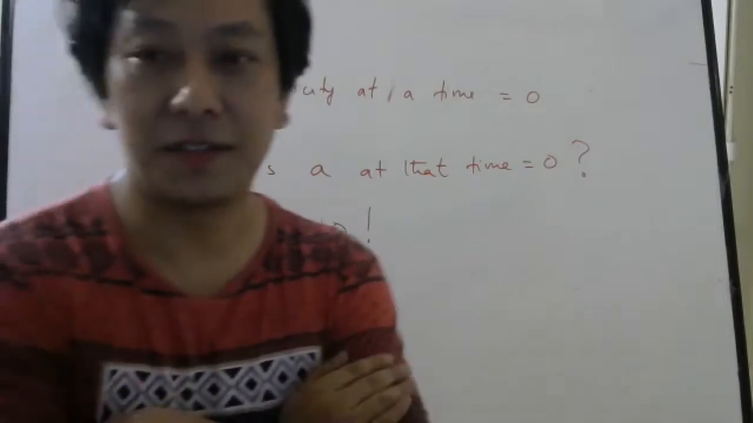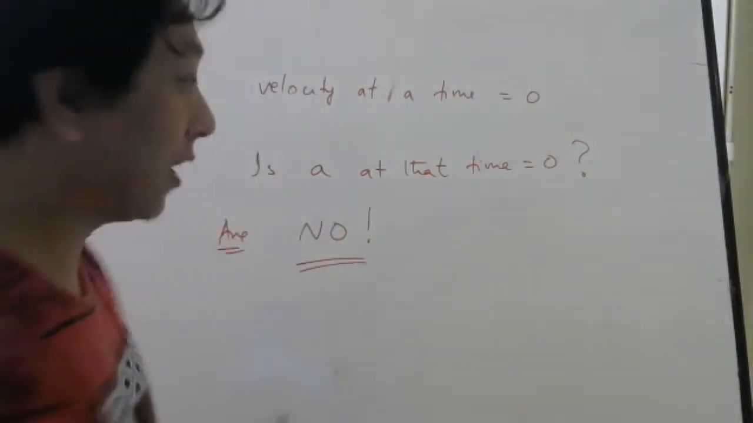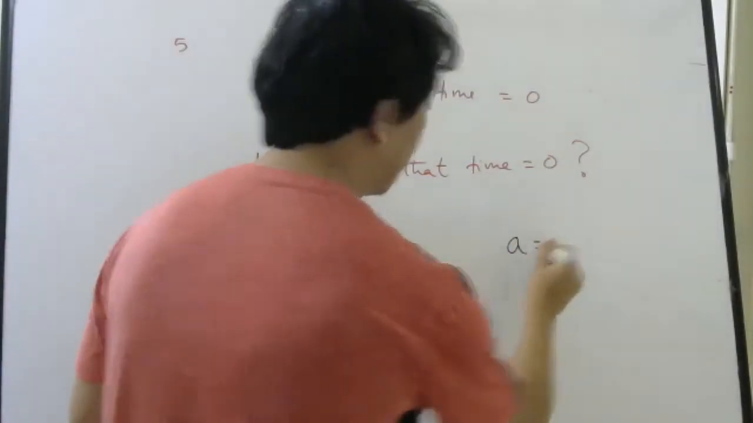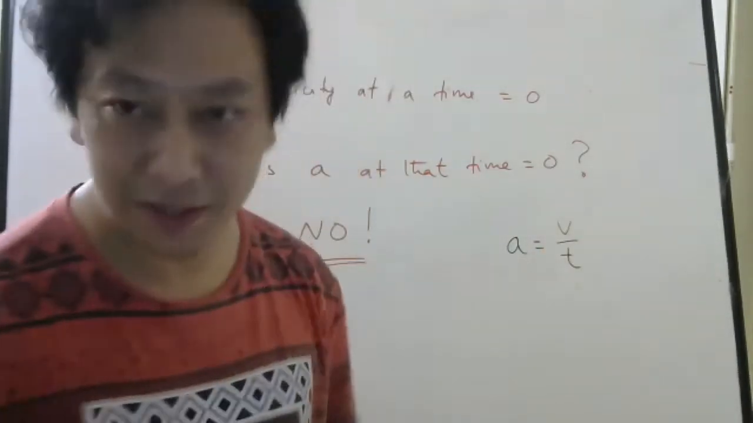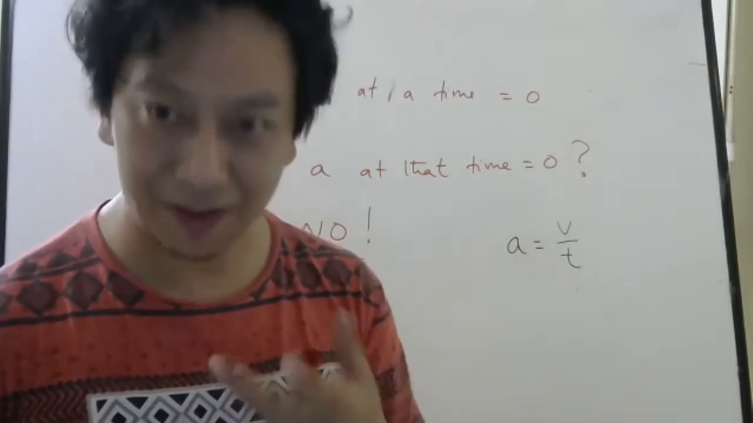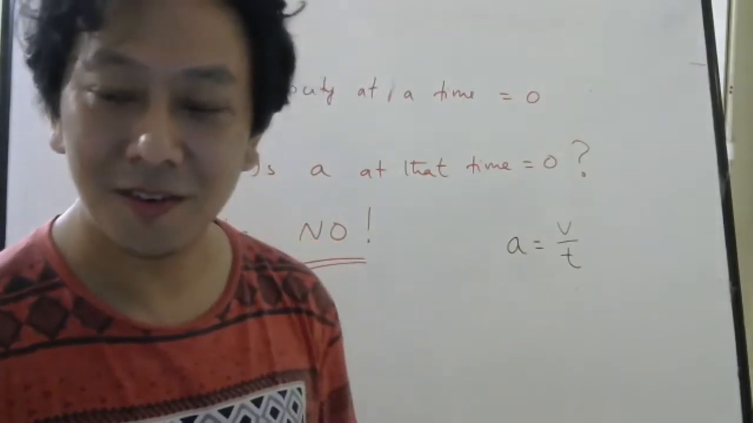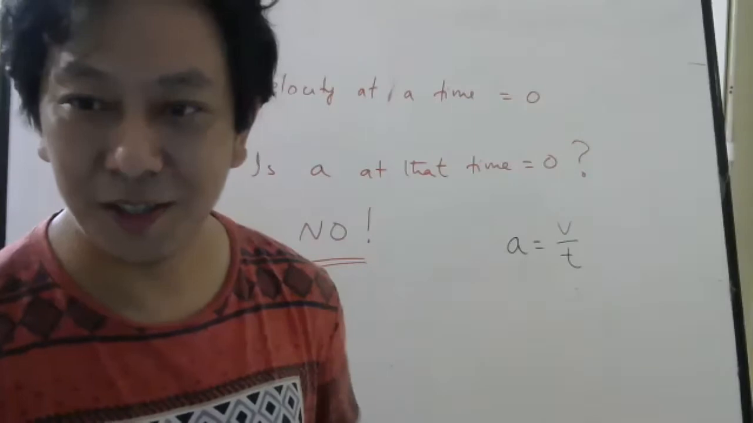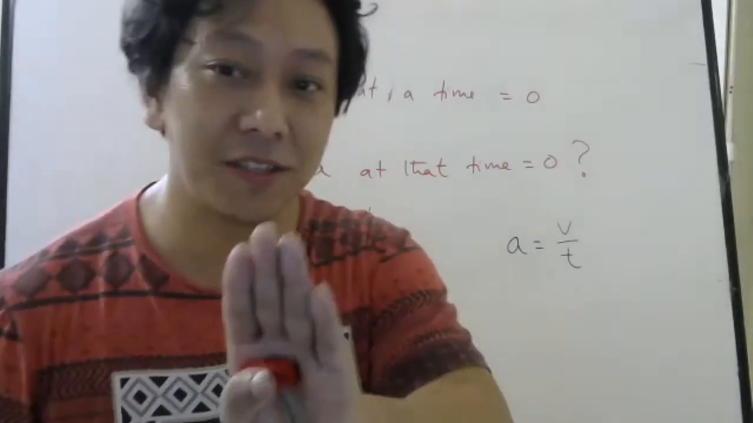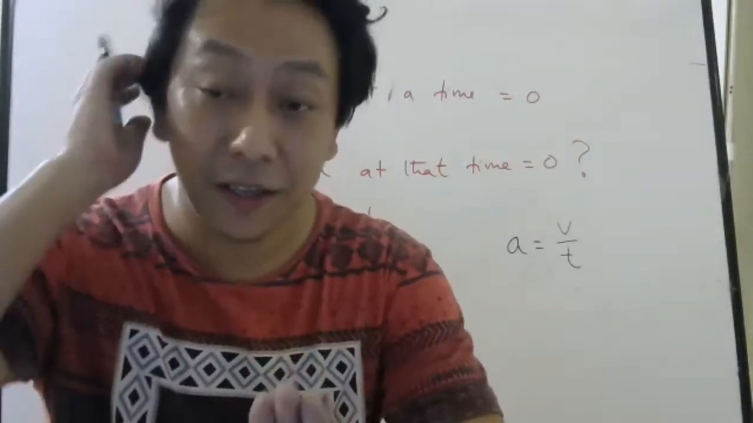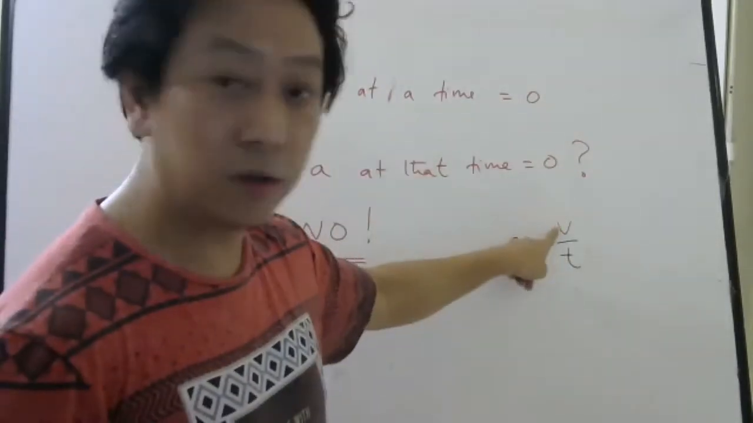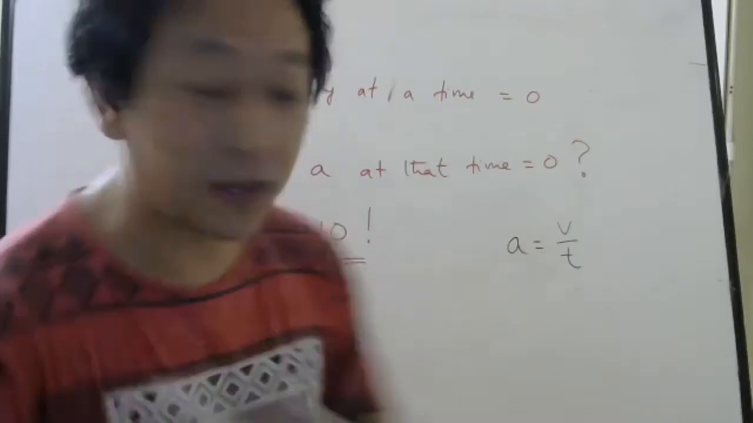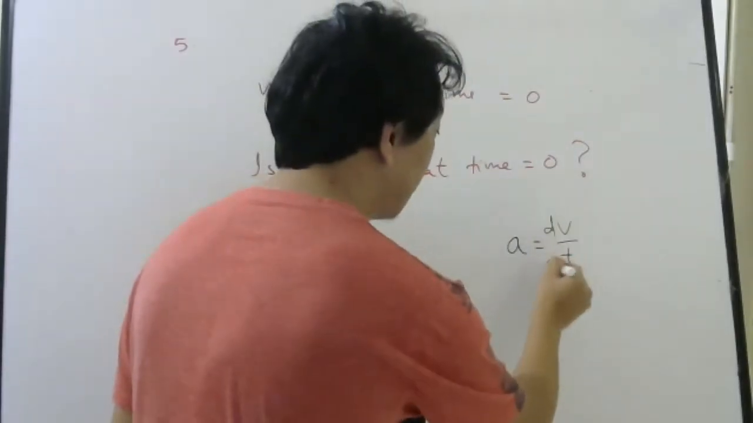To understand this, please first of all understand that acceleration is not velocity by time. Is acceleration velocity by time? I have explained like that till now. No, acceleration is not velocity by time. If acceleration was velocity by time, then yes, if velocity is 0, acceleration should be 0. But acceleration is dv by dt.